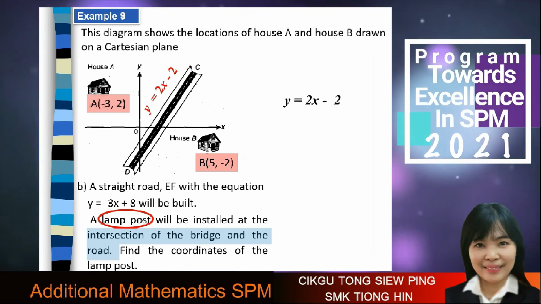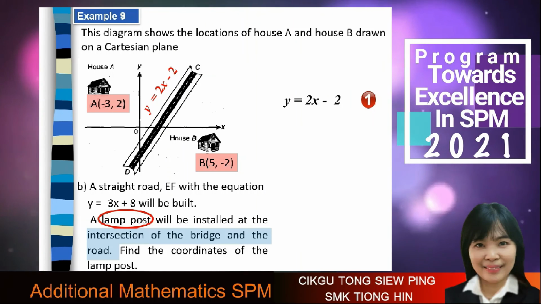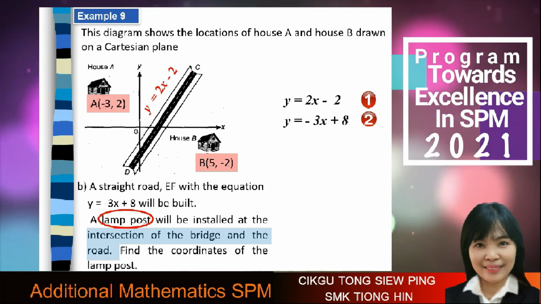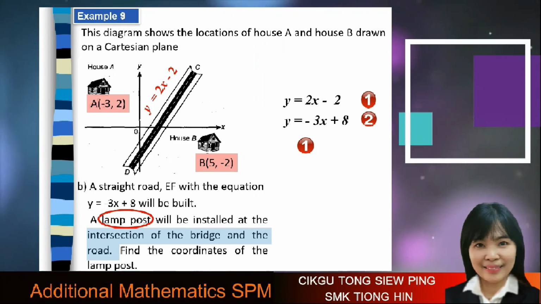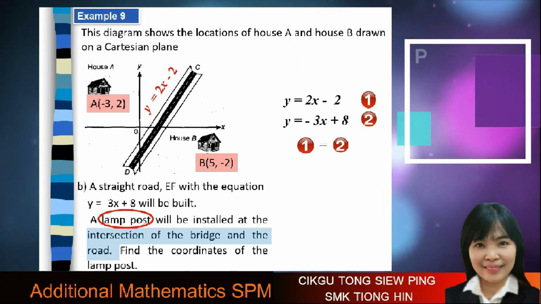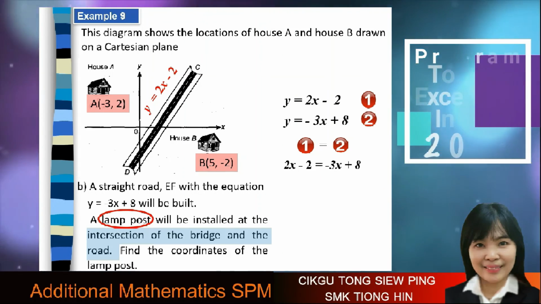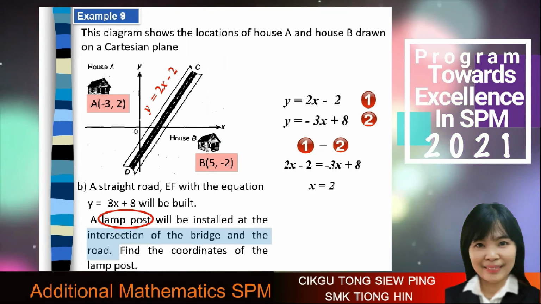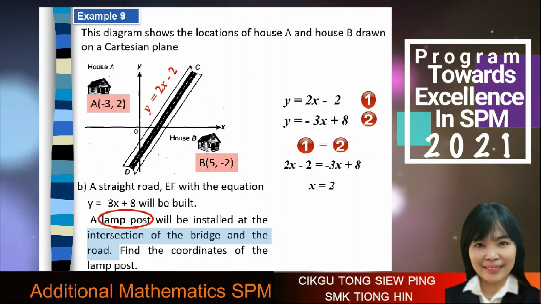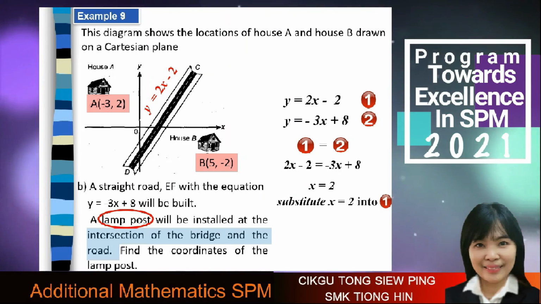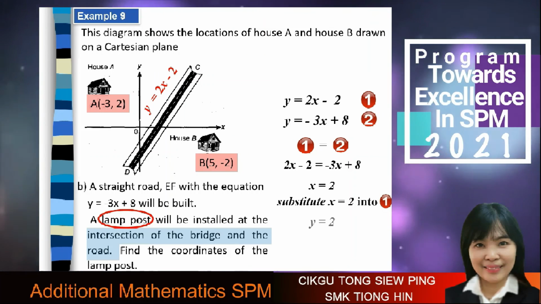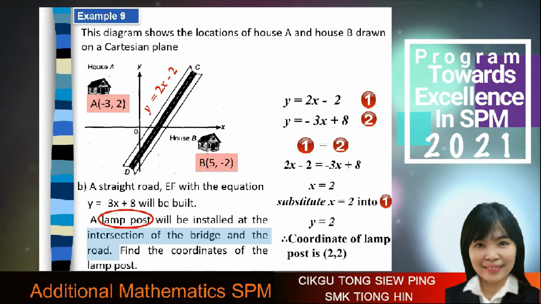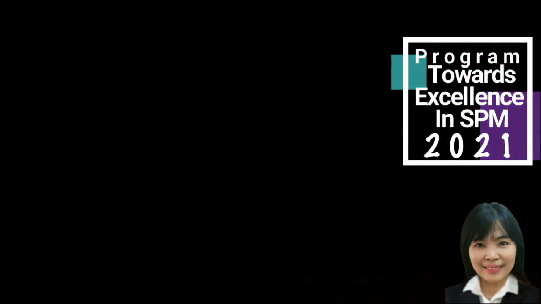We let y equal to 2x minus 2 be equation 1. y equal to negative 3x plus 8 be equation 2. Then we equate equation 1 with equation 2. 2x minus 2 equal to negative 3x plus 8. Solve for x. x is equal to 2. Substitute x equal to 2 into equation 1. You get y equal to 2. The coordinate of the lamp post is 2 and 2.